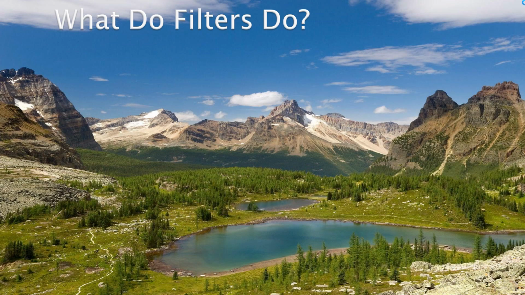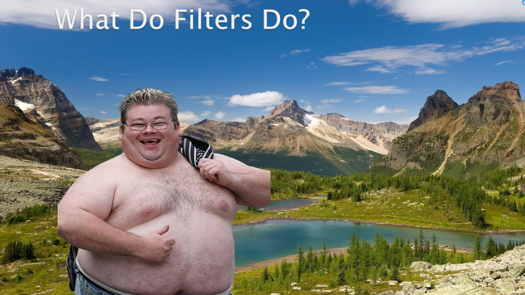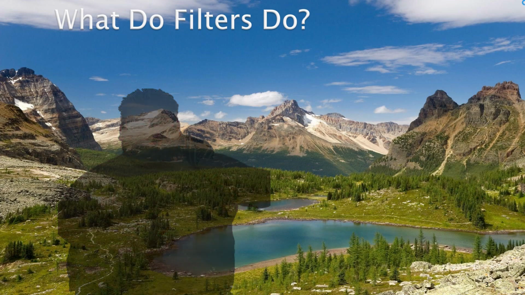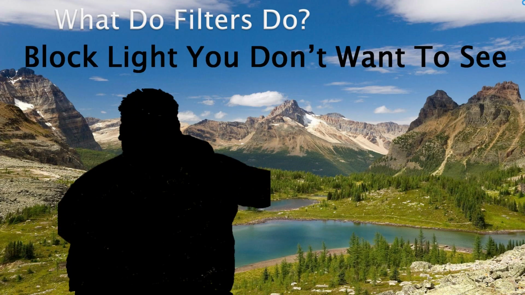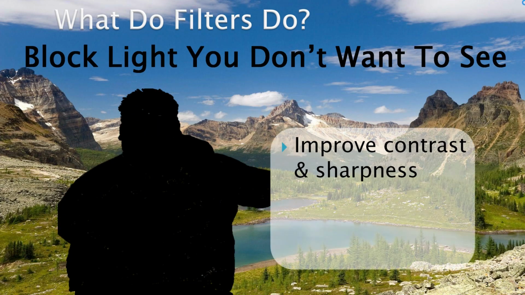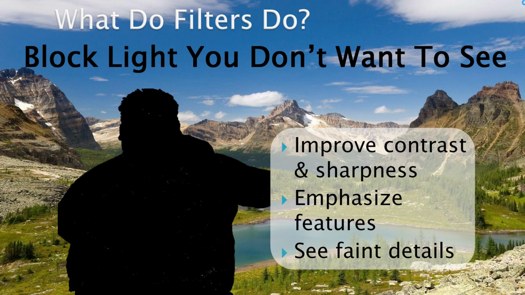Here we see a lovely image of a mountain valley, rich in detail and contrast. Unfortunately, more often than not, something gets in the way of us capturing the view we want. This is where a filter comes in. Their purpose is to block light we don't want to see. By doing this, we can improve the contrast and sharpness of our view, emphasize specific features in the scene, or help enhance faint details that would not otherwise be visible.